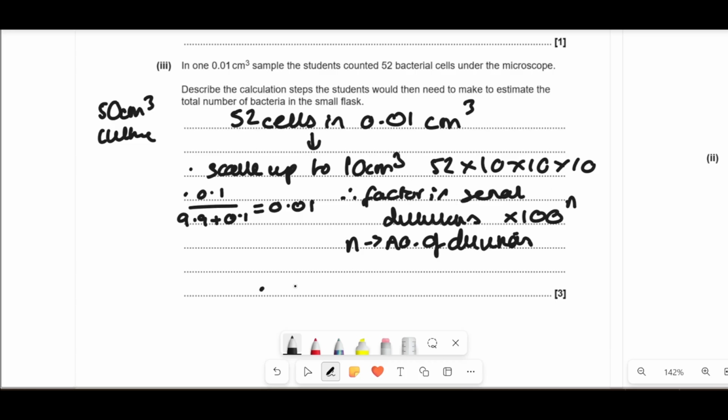And then remember that that's in a 10 centimeter cube sample. So in order to figure out how much is in a 50, you would just times by 5 to get the 50 cents. It's just undoing their stat.